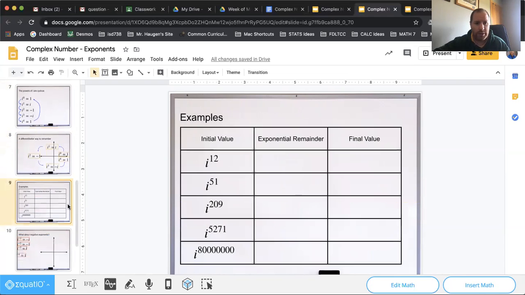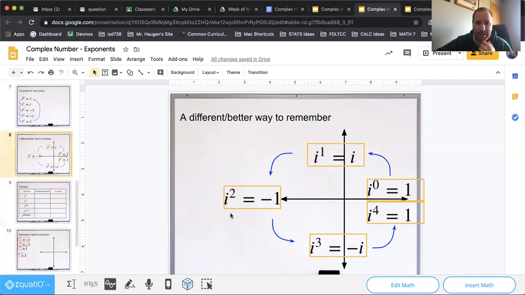So here's just a little bit with simplifying some of these things. What we would do, like we said, is every 4 powers, it sort of repeats itself.